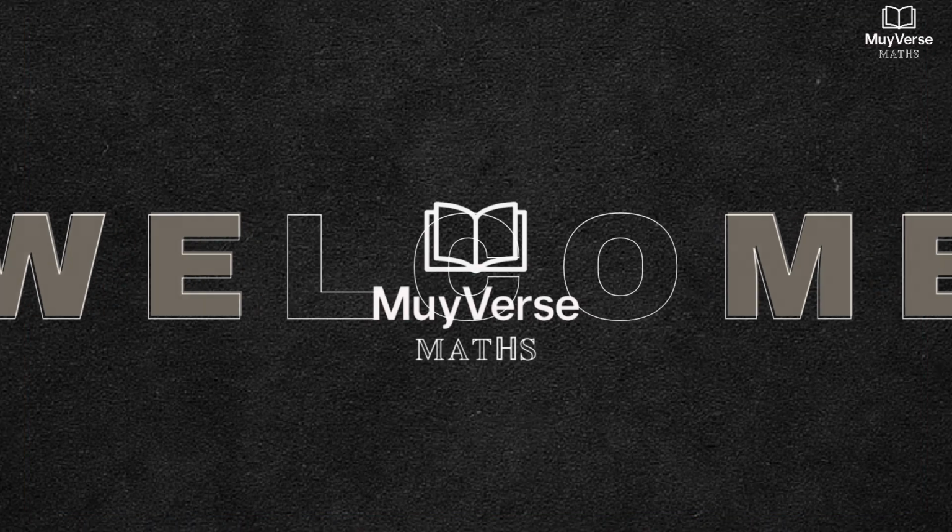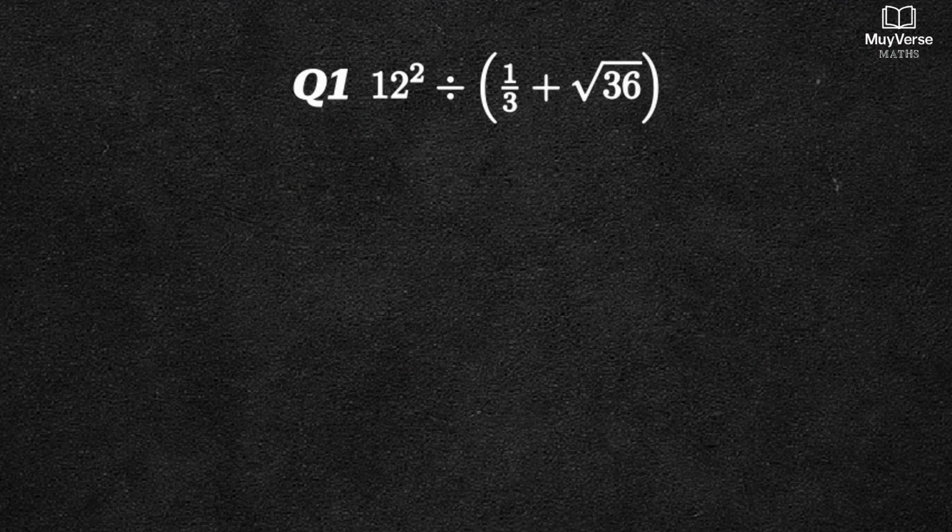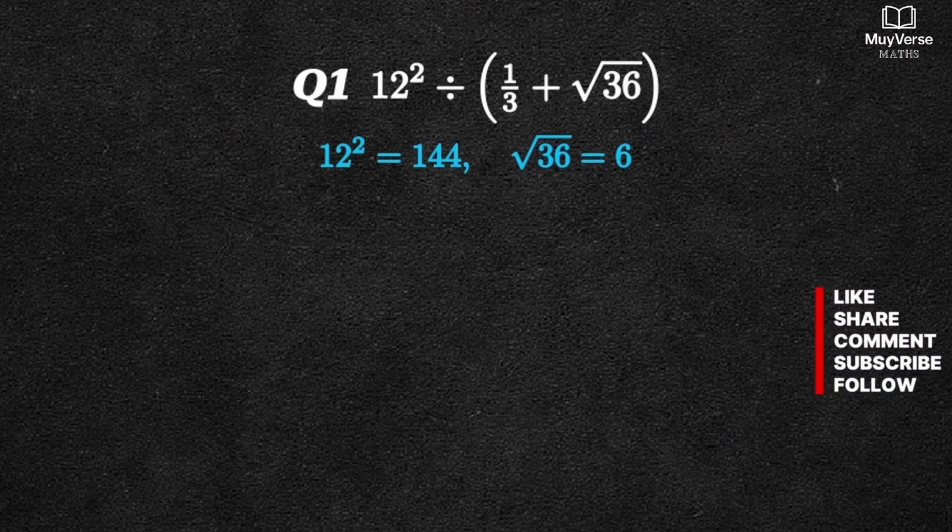Question 1. Work out 12 squared divided by open bracket 1/3 plus square root of 36 close bracket. We start with powers and roots. 12 squared is 144, and the square root of 36 is 6. Now, add inside the brackets. 1/3 plus 6 equals 19/3.